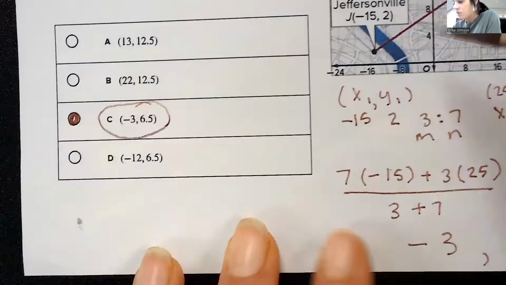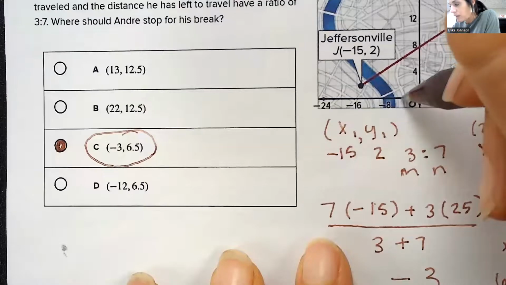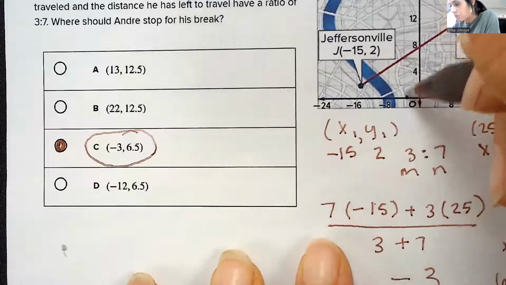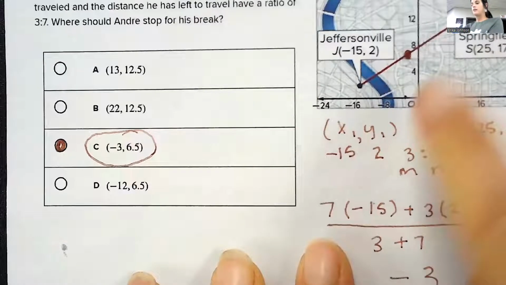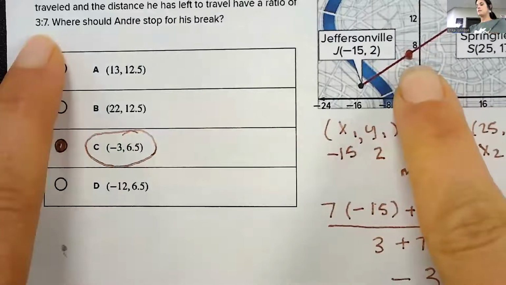Let's look and see if it's reasonable. Look on here, -3, it'd be about right here, up 6.5. We're stopping right in this area. 3 to 7, a 3 to 7 ratio.